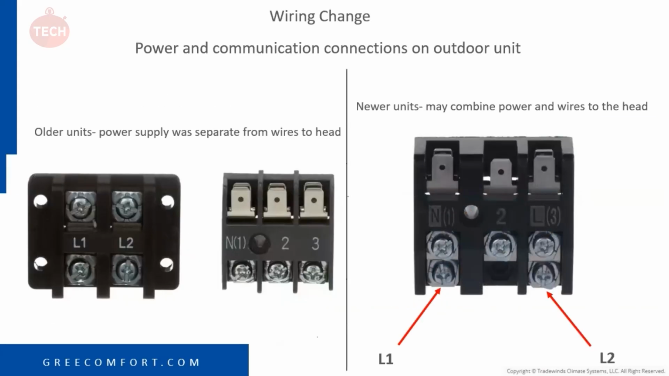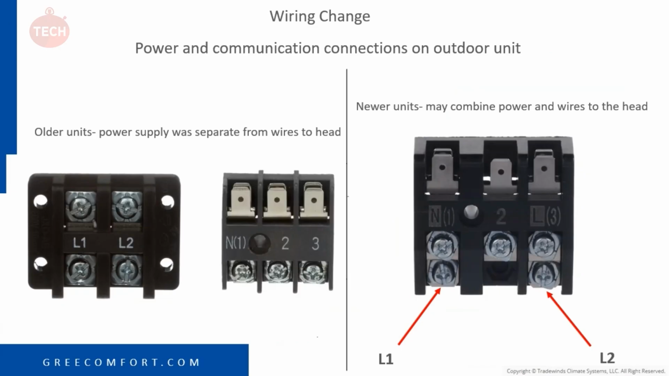So there was a wiring change that they did on some of the newer units. The picture on the left used to have separate power. You've got L1 and L2 coming in, and then the other one is 1, 2, and 3. That was separate. That'd be going to your indoor heads. So in the picture on the right, as you can see, they combined it.